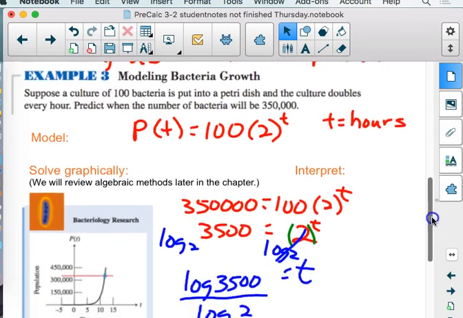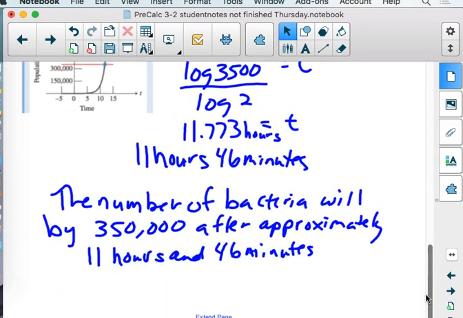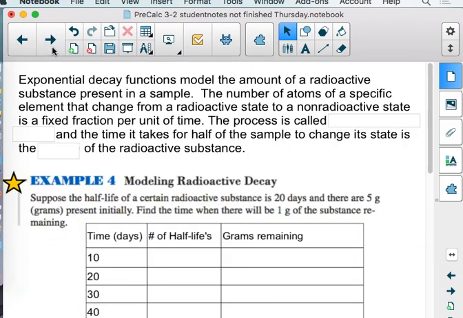And yes, this said, solve graphically, we've done enough of that, you know. It's putting our equation in for y sub 1, putting that 350,000 in for y sub 2, finding the intersection. That's a great way to check this problem, but you really should be using your logarithms that you learned in Algebra 2 for a lot of this. So on the next page, we have some more wonderful stuff here.